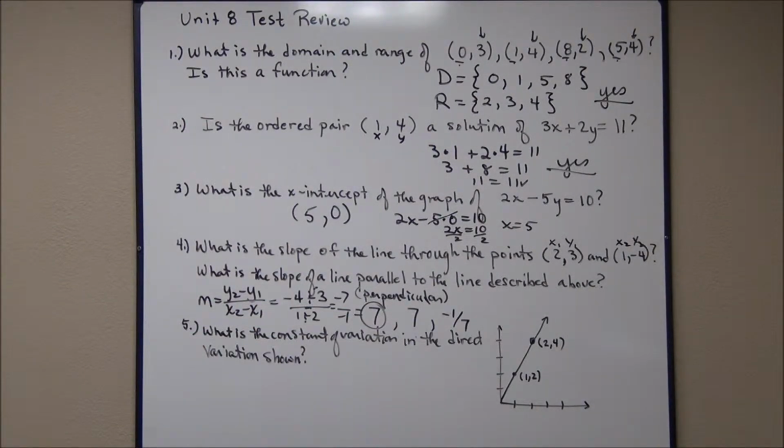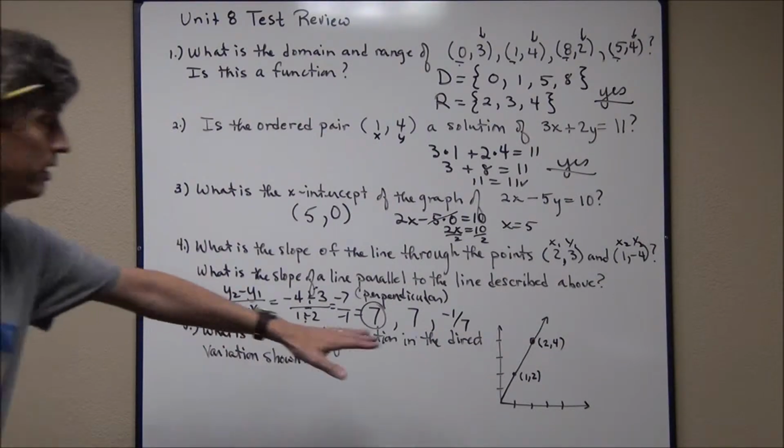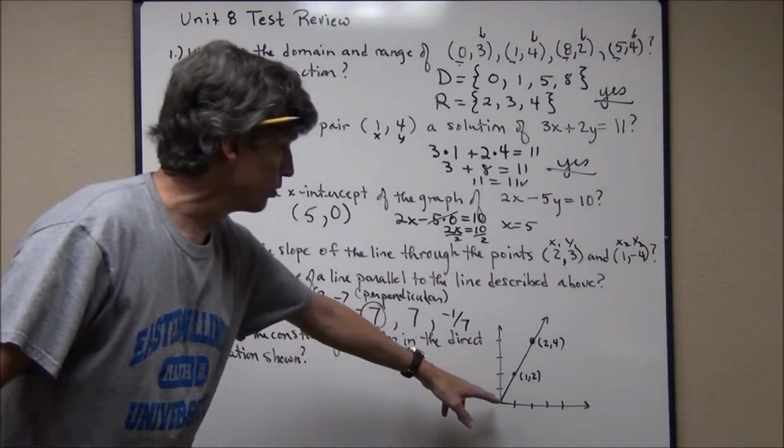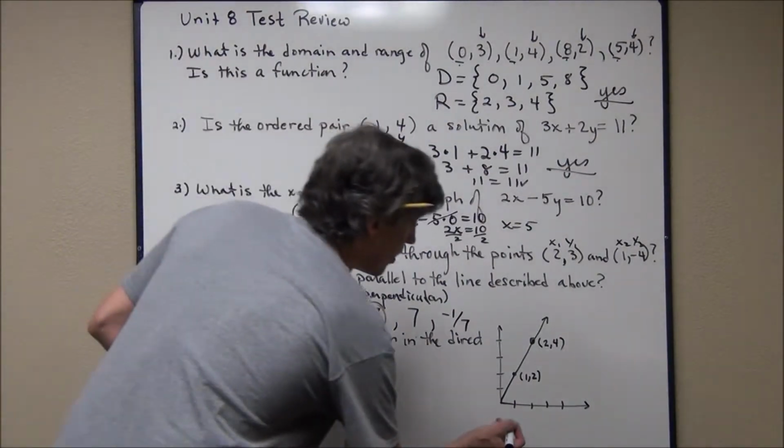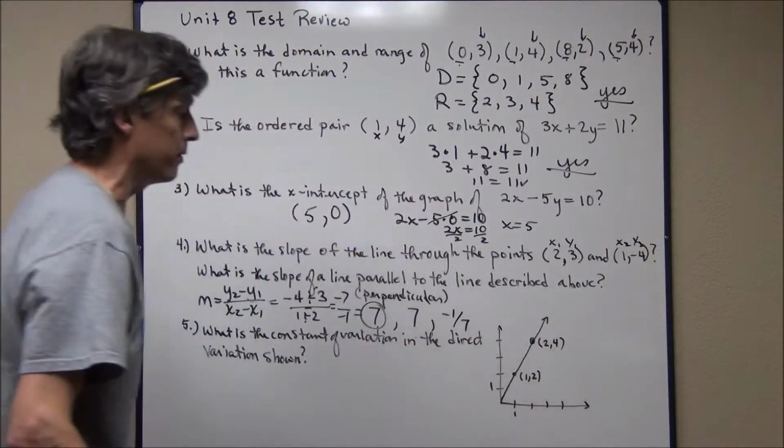Now, this fifth example here says, what is the constant of variation in the direct variation shown? A direct variation would look like a line in the first quadrant here that goes through 0, 0. And I don't have my axes marked, shame on me, but there they go.